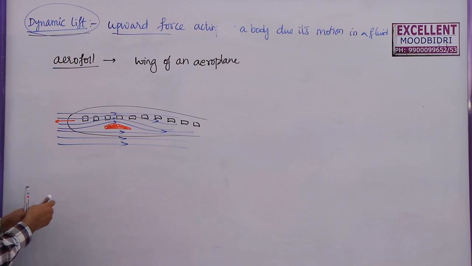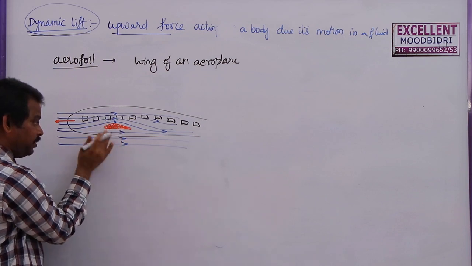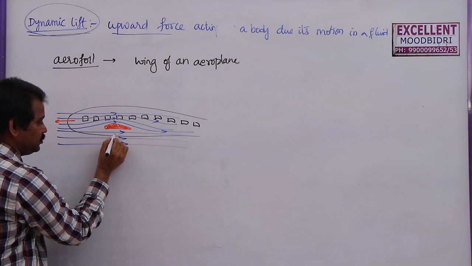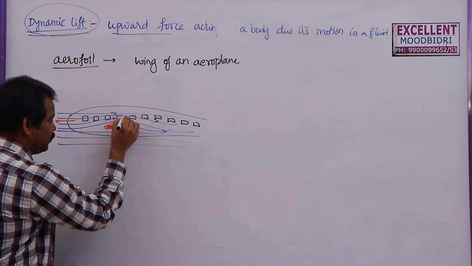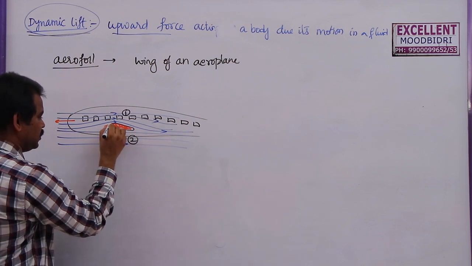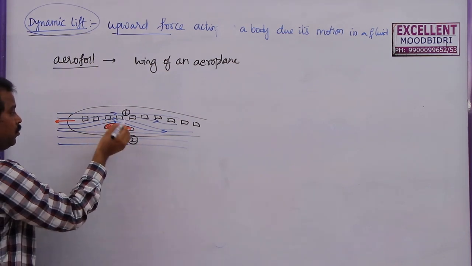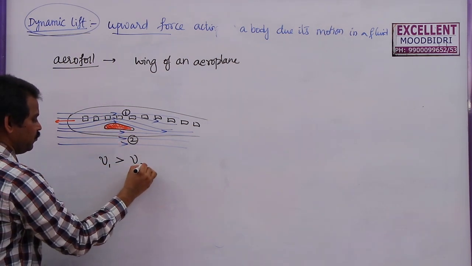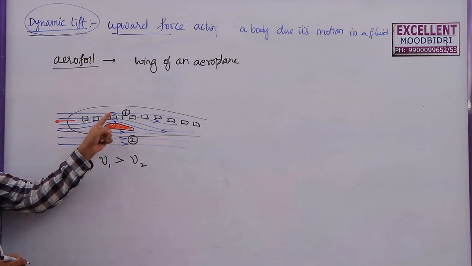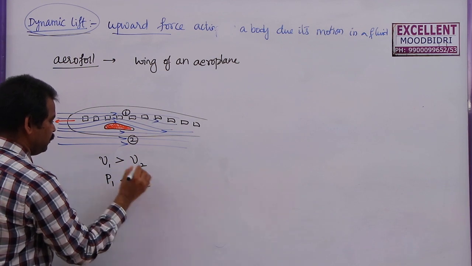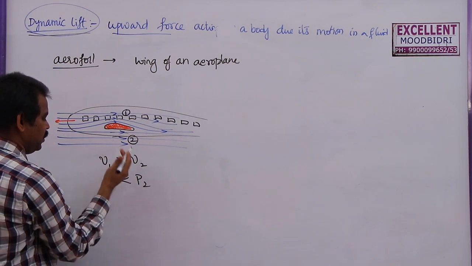So the shape of the aeroplane will be made such that the velocity of the air above the wing is always much greater than the velocity of the streamlines below the wing. Here let me take once again, this is 1 and 2. So the shape of the aeroplane wing is such that it will induce more velocity to the streamlines above the wing. So here V1 is greater than V2. Whenever velocity above the wing is more, the pressure above the wing will be less and the pressure at the bottom of the aeroplane wing will be more.